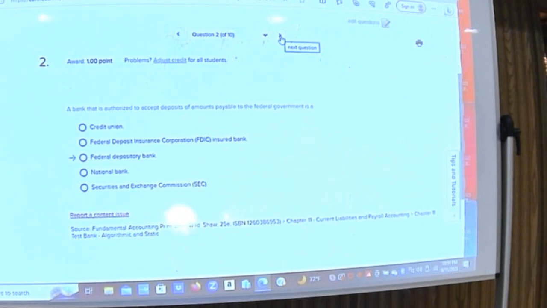Second one, when we owe money to the federal government, we remit that money to a federally designated depository bank. So your third response works there.